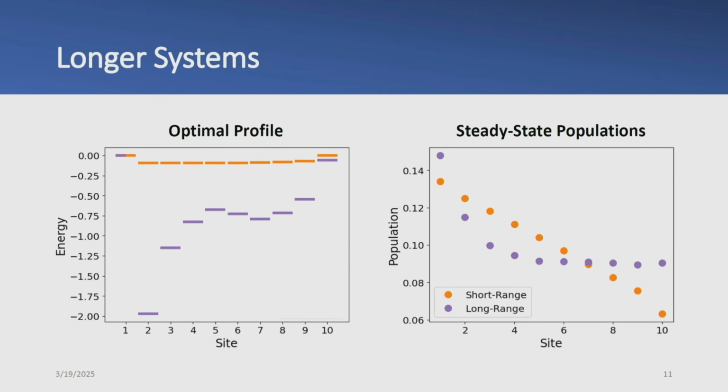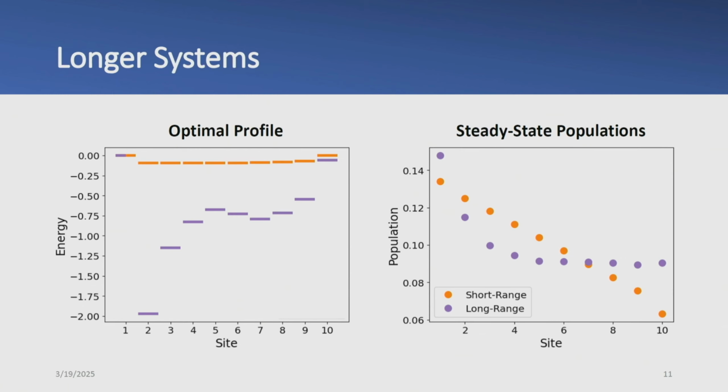Now, for longer systems, the picture is a little more interesting. This example is a 10-site system, again with the pure dephasing bath. Here I looked only at all-to-all coupling, both short range, so power law with alpha equal to 3, and long range, power law with alpha equal to 1.